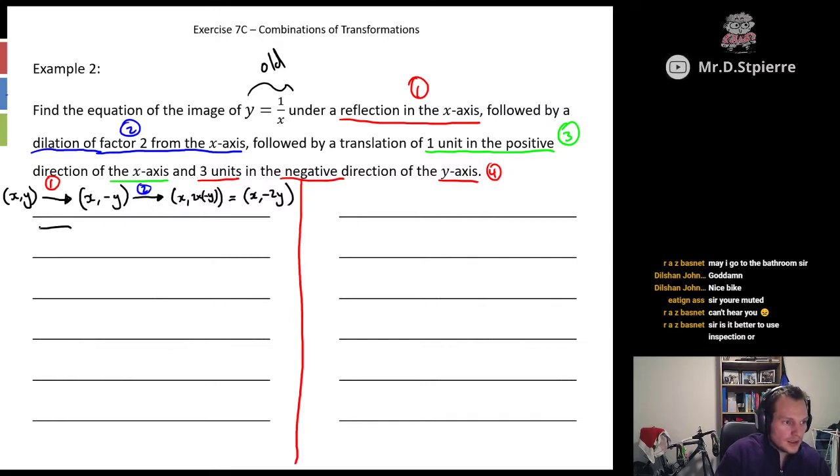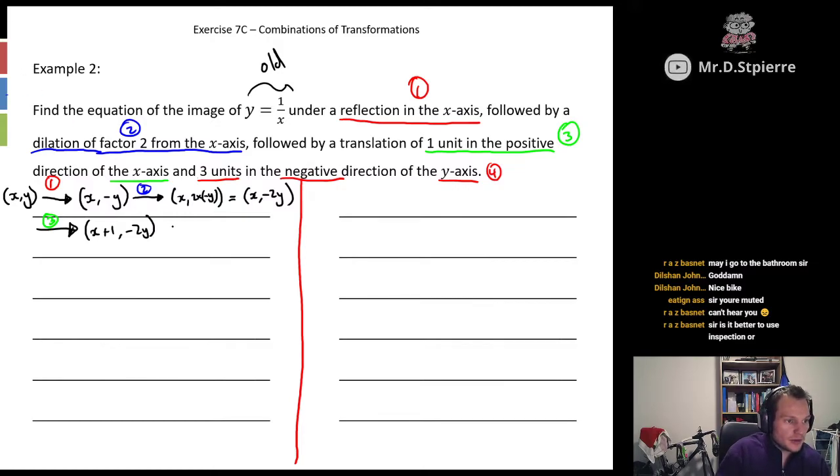Now we will apply on top of that transformation 3. So we have x, comma, negative 2y, where we are going to translate 1 unit in the positive direction of the x. So every x value has 1 added to it. So we have x plus 1, comma, and we still have our negative 2y.